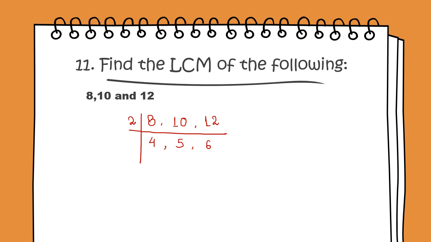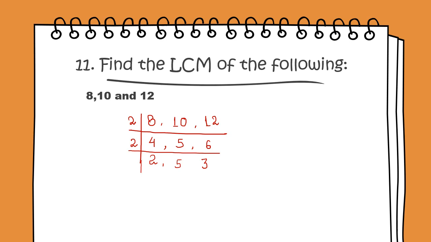Now, as you can see, 4 and 5 are not divisible by any other number than 1. But 4 and 6 are both divisible by 2. So we will divide 4 and 6 by 2 now. 2 twos are 4. 5 will be written as it is because we cannot divide 5 by 2. Then, 2 threes are 6. So here we got 2, 5 and 3.